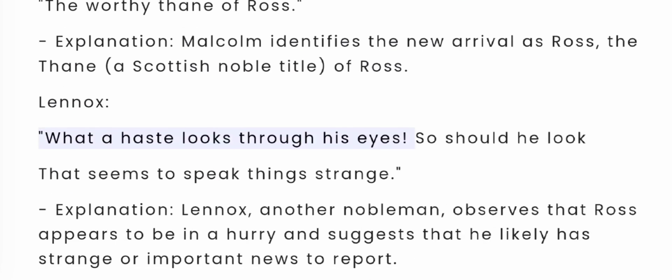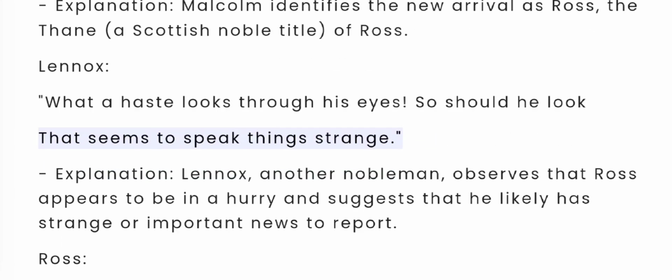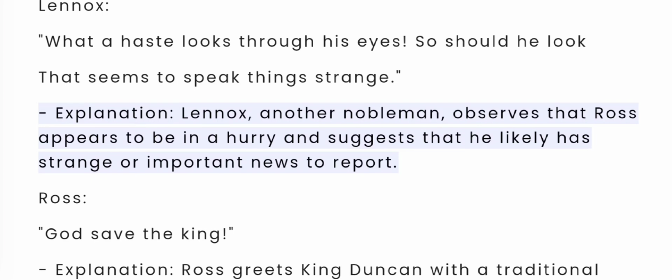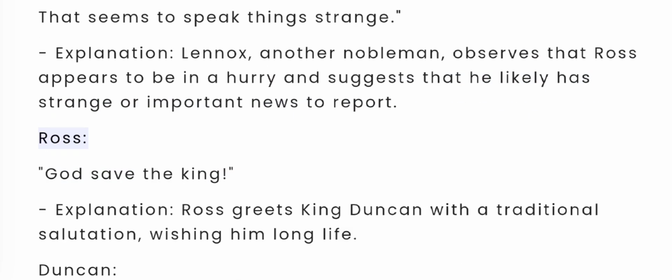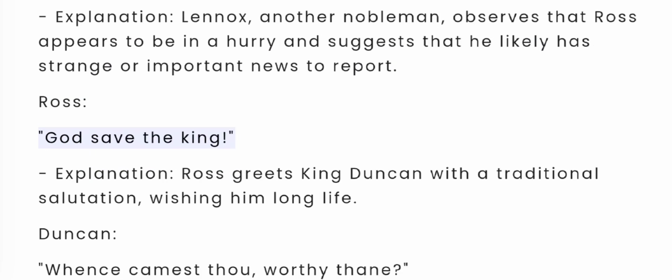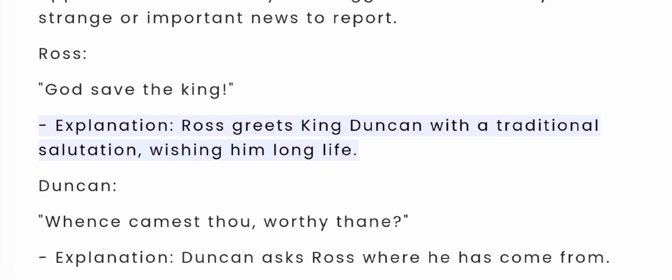Lennox: What a haste looks through his eyes. So should he look that seems to speak things strange. Explanation: Lennox, another nobleman, observes that Ross appears to be in a hurry and suggests that he likely has strange or important news to report. Ross: God save the king. Explanation: Ross greets King Duncan with a traditional salutation wishing him long life.